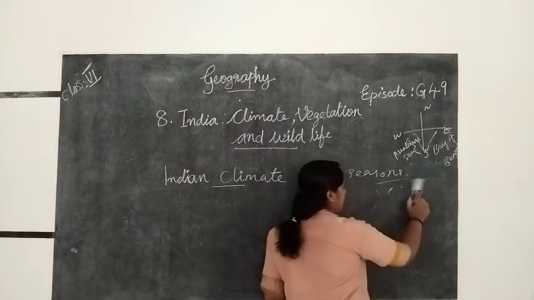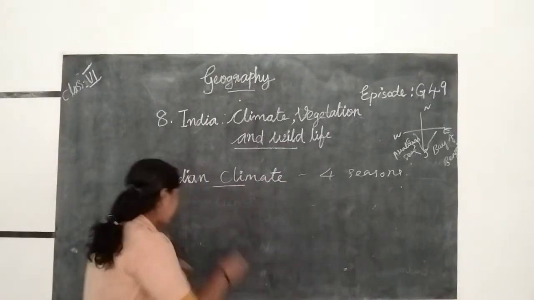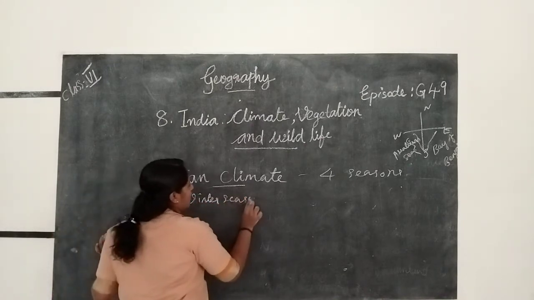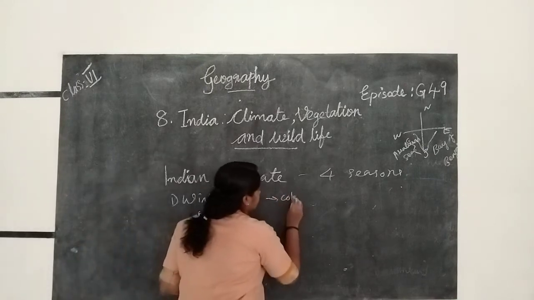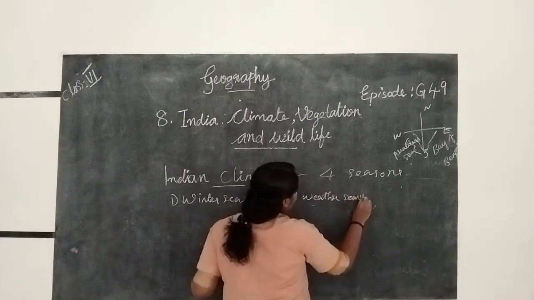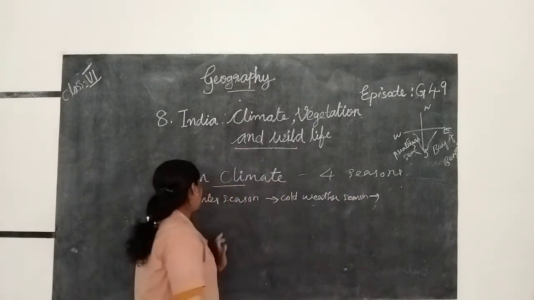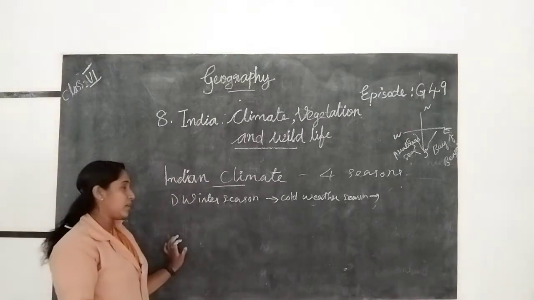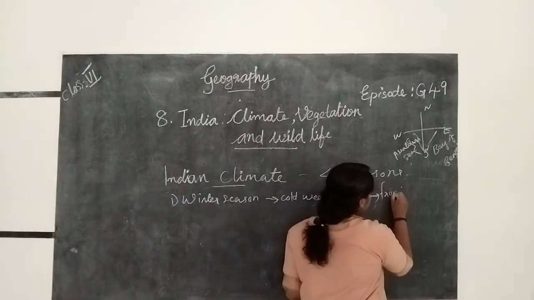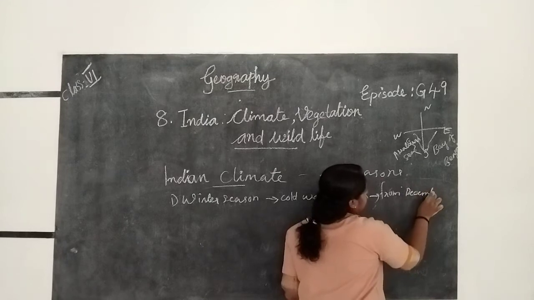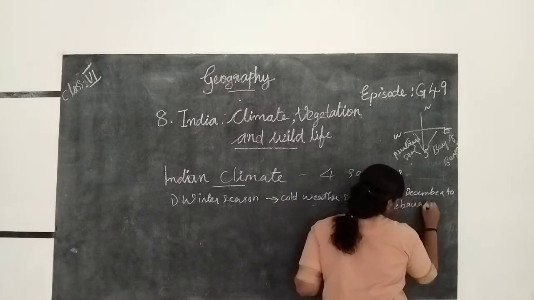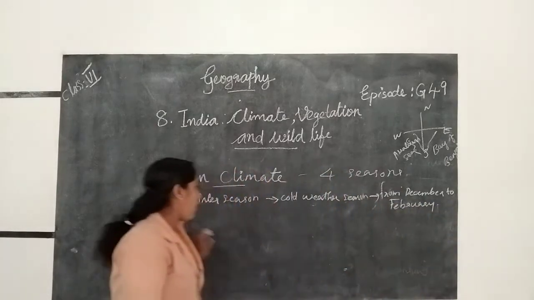So once again, which are our four major seasons? First one is the winter season. The winter season is also known as the cold weather season. And what is the next feature of this winter season? The winters occur in this season, that is very familiar, and the months are December to February. Now it's the beginning of the winter season.